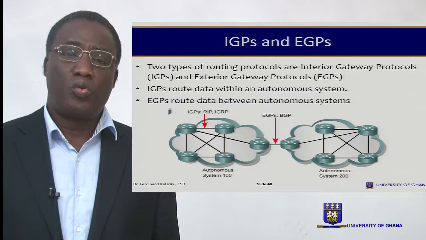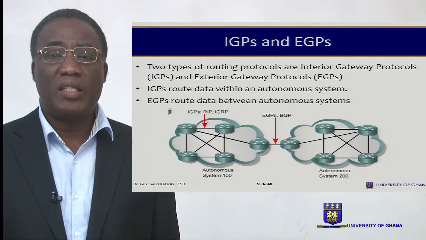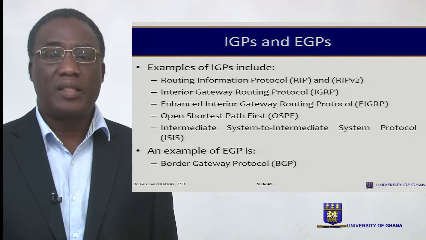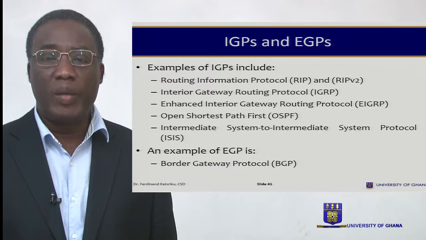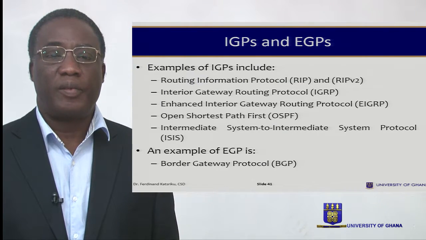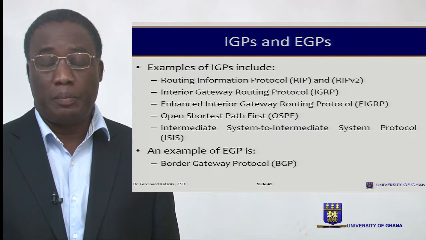Two types of routing protocols are the interior gateway protocol, the IGP, and the exterior gateway protocol, the EGP. The IGPs will route data within an autonomous system, and then the EGPs will route data between autonomous systems. So one routes within and one routes between. Examples of IGPs include RIP or RIP version 2, IGRP, EIGRP, and then OSPF. An example of an EGP is BGP.